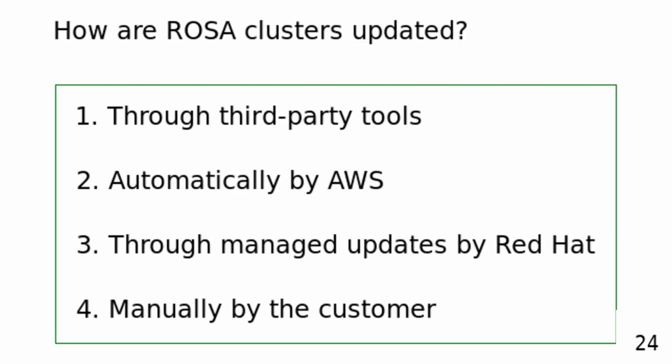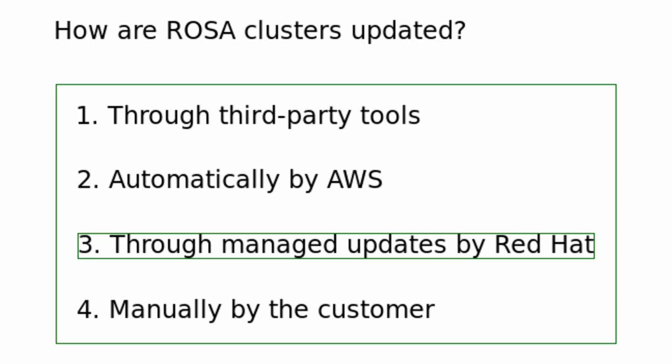How are ROSA clusters updated? Through third-party tools. Automatically by AWS. Through managed updates by Red Hat. Manually by the customer. Red Hat manages updates for ROSA clusters, ensuring they are secure, stable, and up-to-date.